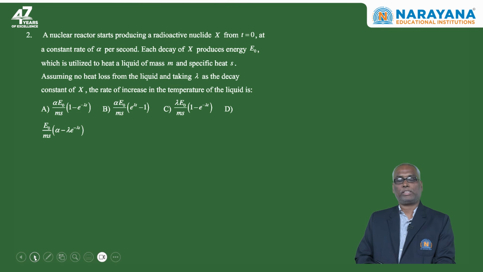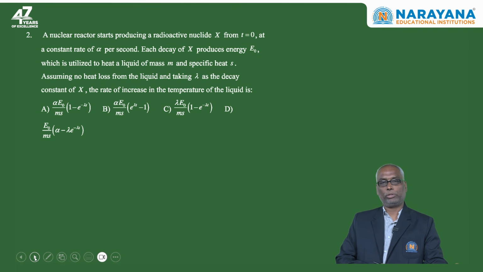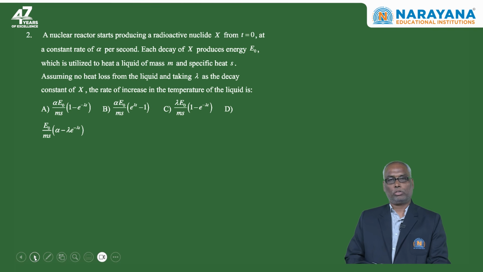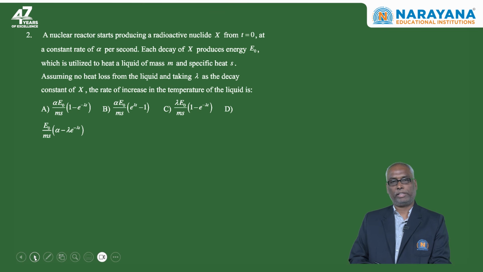So, whatever energy is evolved during the nuclear production is utilized for heating the liquid. First of all, let us see how much power is generated during the decay process of X. To find that, we have to know the number of nuclei undergoing decay per second. We should know the activity of the nuclei X. To find the activity, we have to calculate the number of nuclei at any instant of time. So, how do we calculate?